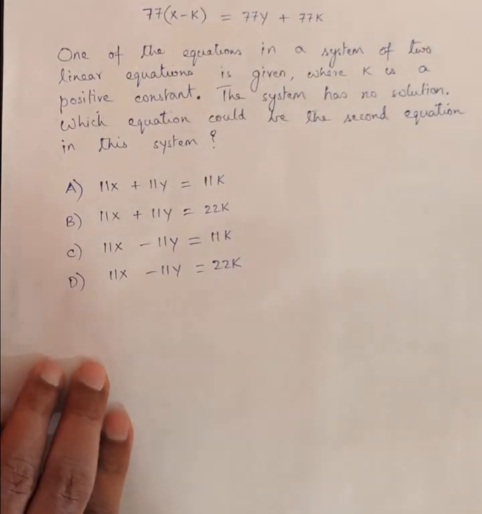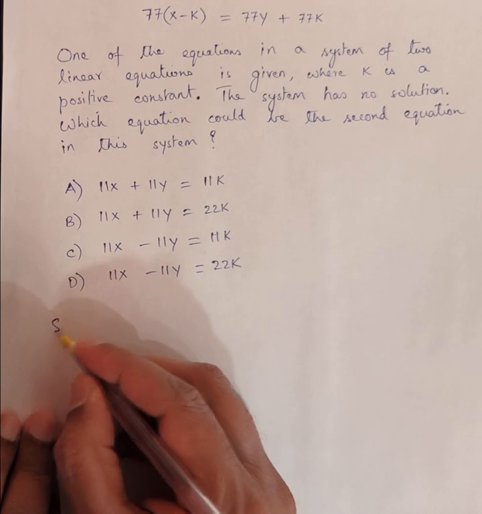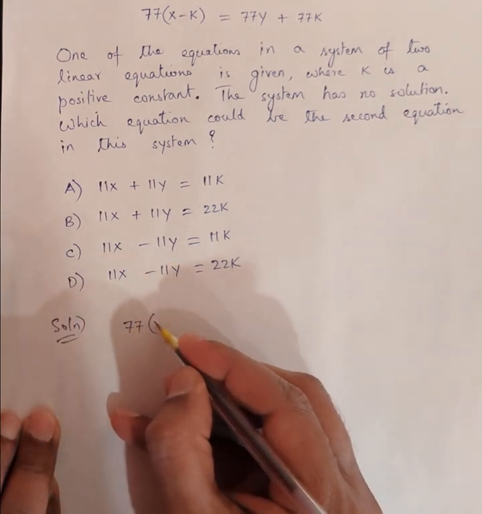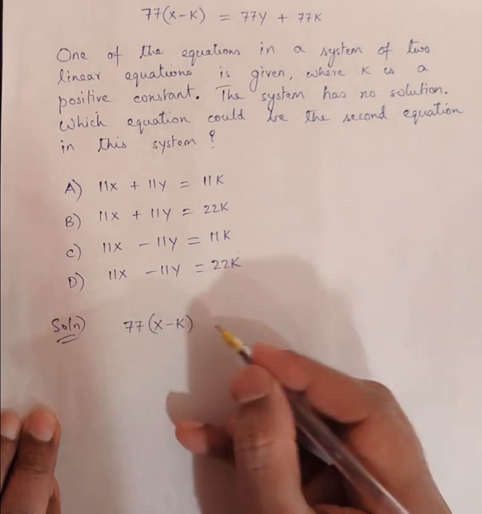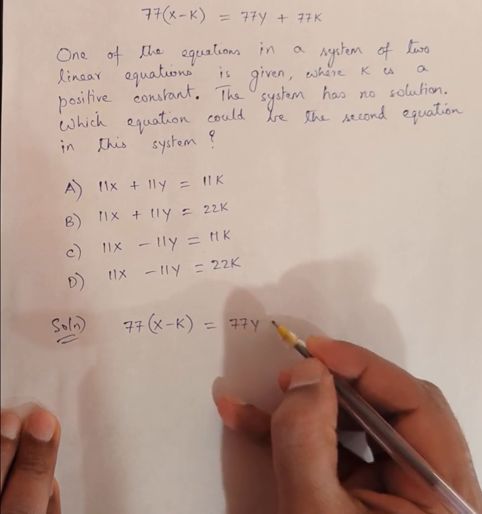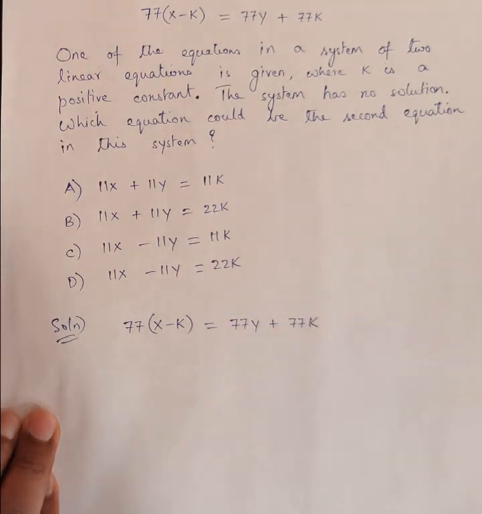So let's look at the given equation and begin our solution here. Let's copy the equation that's given to us: 77 times x minus k equals 77y plus 77k. Perfect. So with our second note, we can simplify.